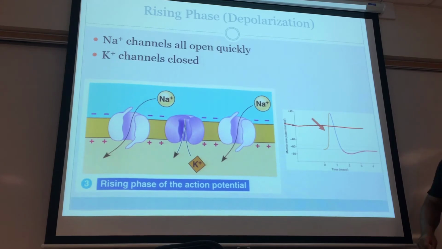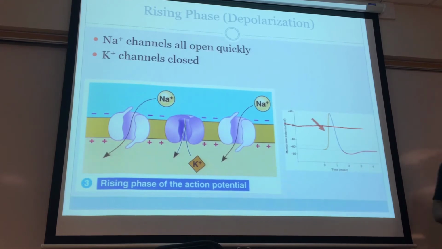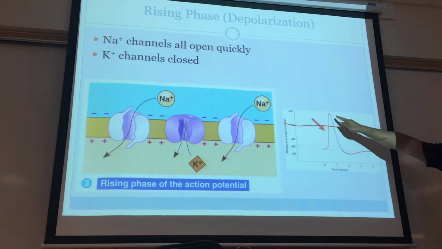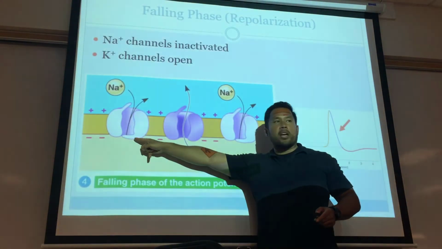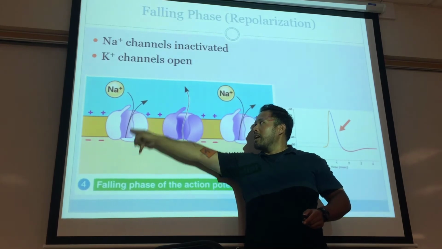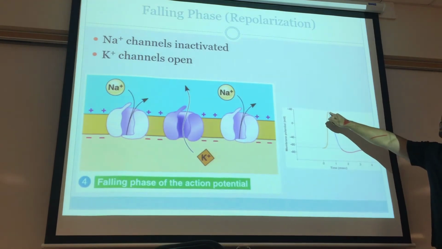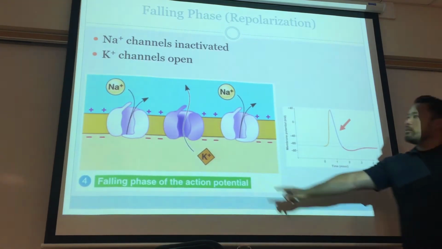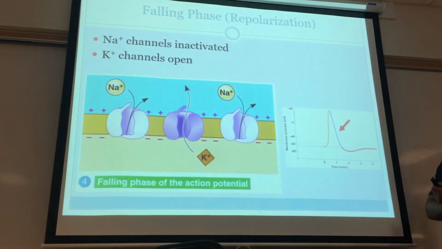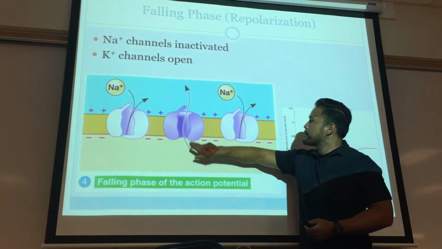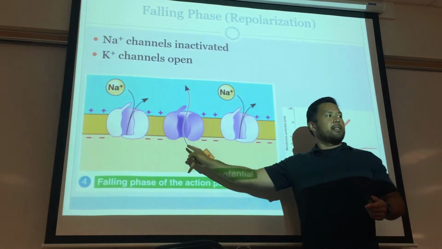Once we get to the very top, where we get up to about +30, that's going to inactivate our voltage-gated sodium channel. That gate closes, and now sodium can't go in. So the movement of sodium stops once we reach the very top. But what does open is our voltage-gated potassium channel. And remember, it opens up kind of slowly. So at that point, these are fully open, and now we've got potassium, a positive ion, moving out of the cell.